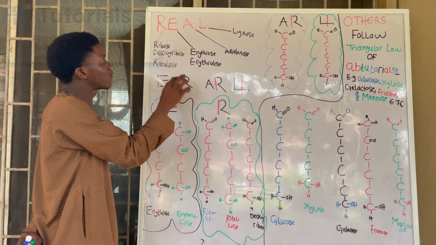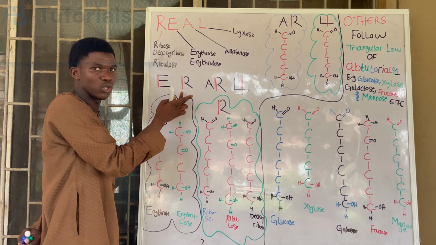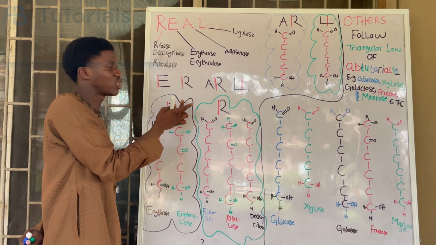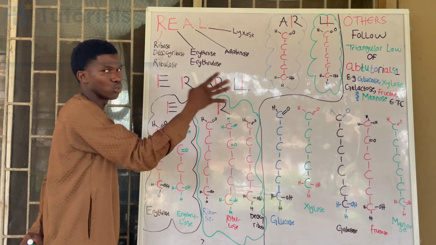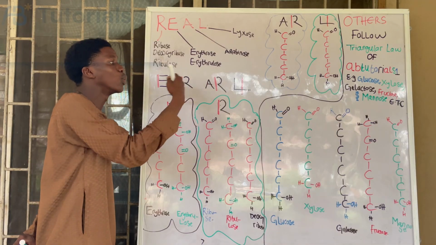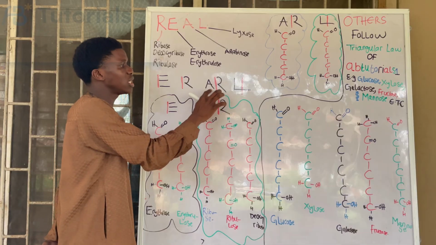For R, which is for ribose, deoxyribose, and ribulose, the vertical line is the red marker, which will serve as the carbon chain. Completing your R, you will notice that it is on the right hand side. It means that all the OH hydroxyl will also be on the right hand side.